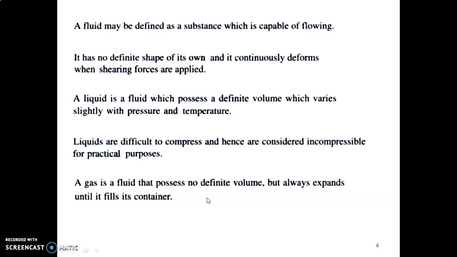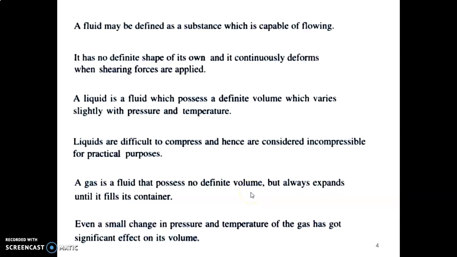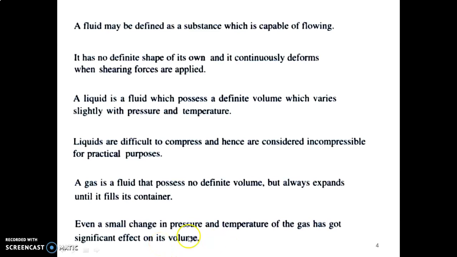Also, we can decrease the volume of the gas. Okay, that means gases can be compressed also. So gases can be compressed or expanded. Okay, it will expand until it is filled in the container, or it can be compressed by decreasing its volume by some means. So generally, gases are considered to be compressible when compared to liquid. So these are important comparisons between liquids and gases. Even a small change in pressure and temperature of the gas has a significant effect on its volume. Okay, that means if we slightly vary the pressure or temperature, the volume of the gas will change. But in the case of liquid, the slight change in pressure and temperature will not vary the volume. That's why it is considered to be incompressible.